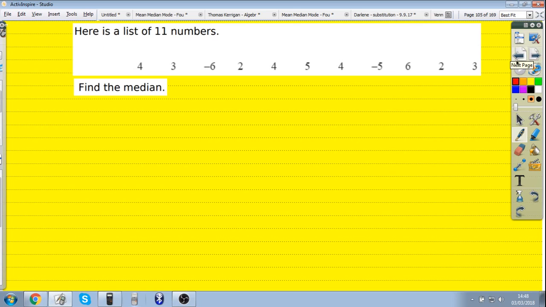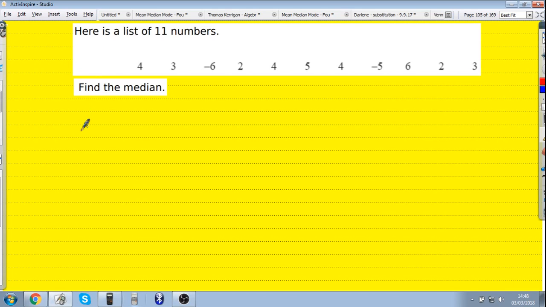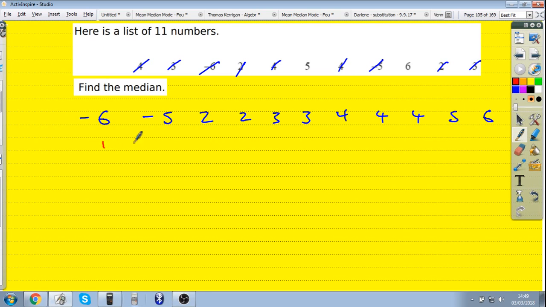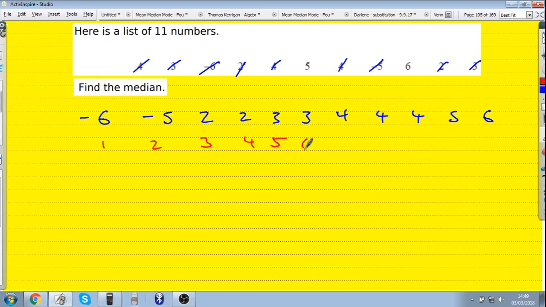Now you've got minus numbers. We'll do it with minus. Okay, so the first number is -6, then -5, and then 2 and 2, 3, 3, and then 4, 4, 4, 5, 6. Okay, what's the median? The median is the 6th number, so 1, 2, 3, 4, so 3 again. Okay, so the median is 3.